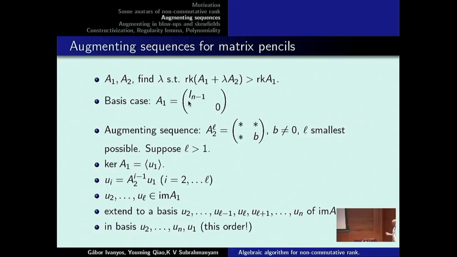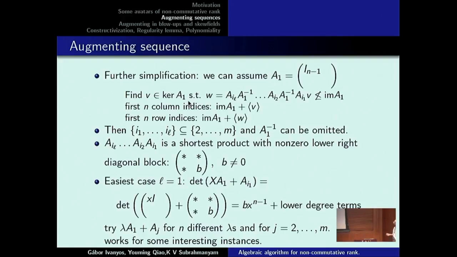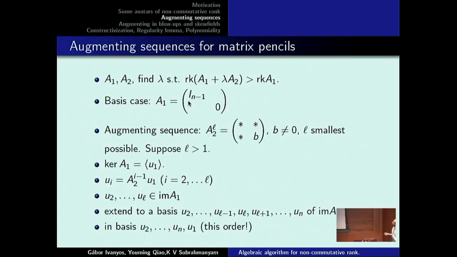Now let us look at a situation where I have a matrix pencil. I have A1 and I just have A2. I have two matrices, but L is not one. So going back to the previous slide, all these AIs, AI1, AI2, are the matrix A2 in this case. So in which case, what are we saying? We are saying that A2 to the power L, when I apply it to the element in the kernel of A1, brings in a non-zero B here. Yeah? So if that is the situation, then I can actually do the following.